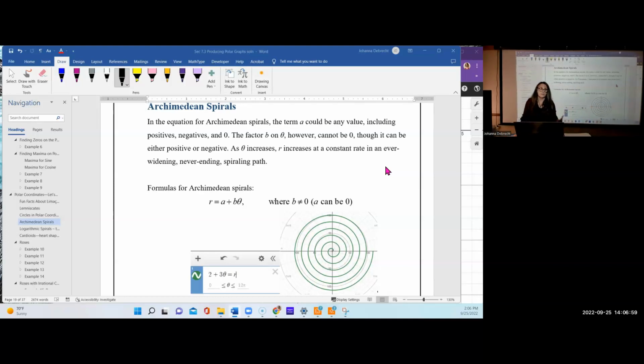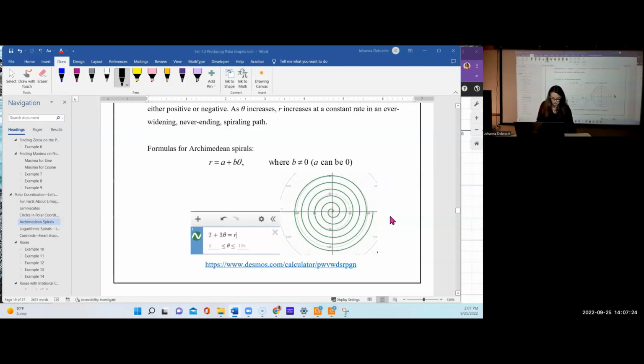If you think about that, it must be very complicated to write down an equation for this in the rectangular coordinate system. I mean, how could you write an equation for something where the distance between each spiral is exactly the same as you go out? But again, it becomes very simple in polar coordinates. It just becomes A plus B theta. And you'll see this one, which is 2 plus 3 theta equals R right there.